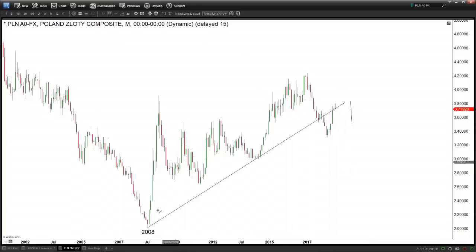Because this cycle clearly has ended in the PLN, and we are going to see at minimum some sort of a 3 waves pullback, ideally something like this. Now the question is, are we going to do the next leg lower from here or from somewhere else higher?